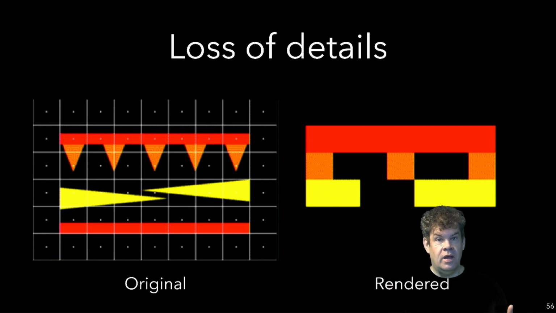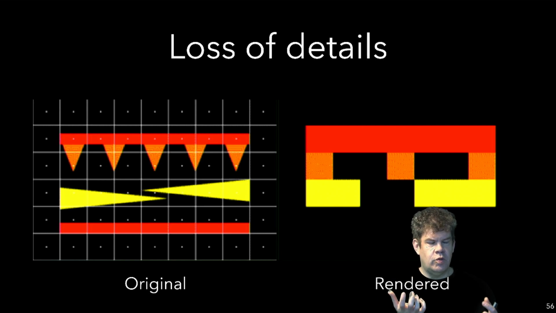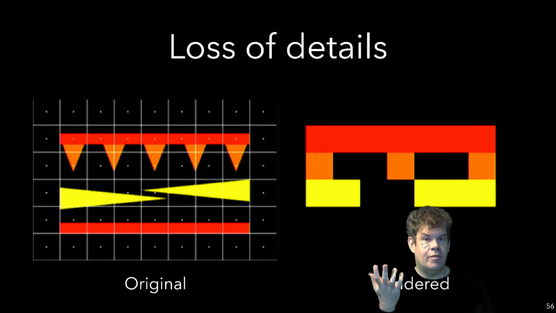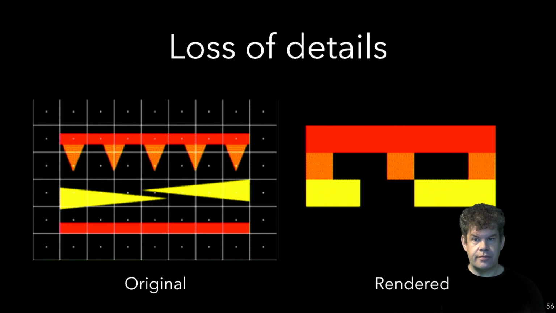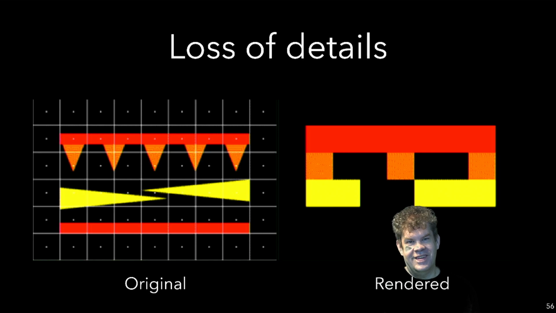And the question is, does that always have to happen? Do we have to lose detail? Is there really nothing we can do about this? And if there's something, what can we do? And the answer is, yeah, we can do something about it. But it's actually tricky. It's actually particularly tricky in computer graphics.